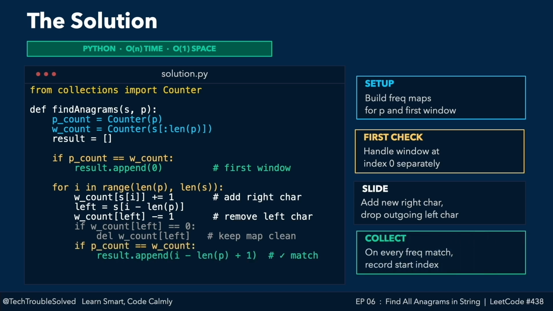Decision 4. After every slide, compare. Match. The window start index is i minus length of p plus 1. Append it. Decision 5. Return result. The full list. Every index, not just the first index. Same 16 lines, but now you know why every single one of them is there.